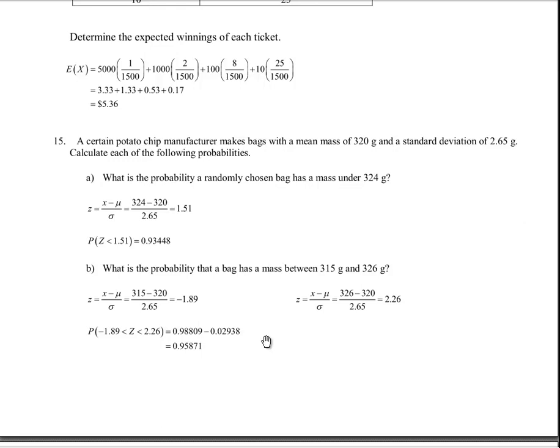Actually, that's still all less than, sorry. B, it says, what's the probability that a bag is amassed between 315 and 326? So we'd have to do the same z-score calculation for 315 and 326. 315 here gives us negative 1.89. And 326, we put 326 here, we get 2.26. Now, when you're doing between, you subtract the two z-score values. So we're actually looking for the probability z is between negative 1.89 and 2.26.